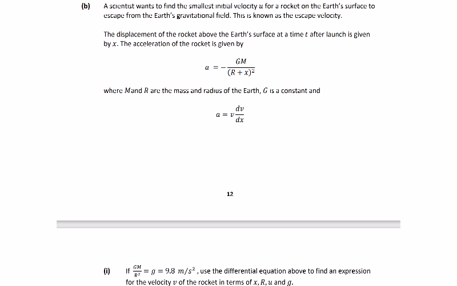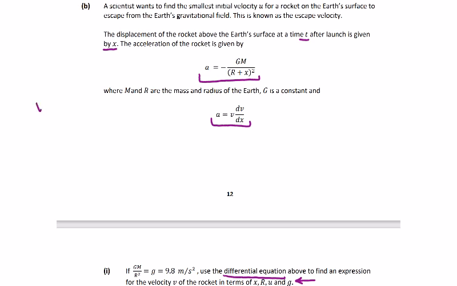Quite a lot of information in part B. We're told that a scientist wants to find the smallest initial velocity u for a rocket on the Earth's surface to escape from the Earth's gravitational field, and this is known as escape velocity. The displacement of the rocket is given by x, time is t. We're given this a here, acceleration, and we're also told that a is v dv/dx, and we're asked to use this differential equation to find an expression for the velocity of the rocket in terms of all of these things here. So let's see how this starts.